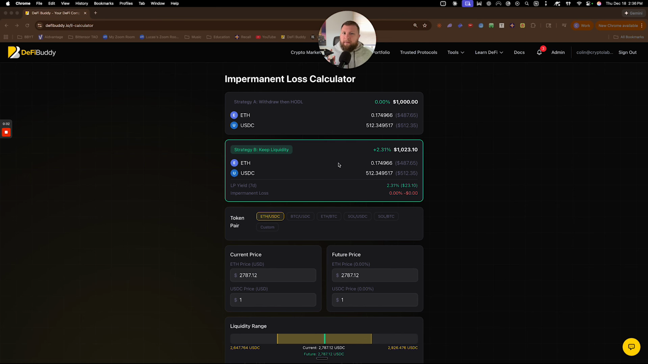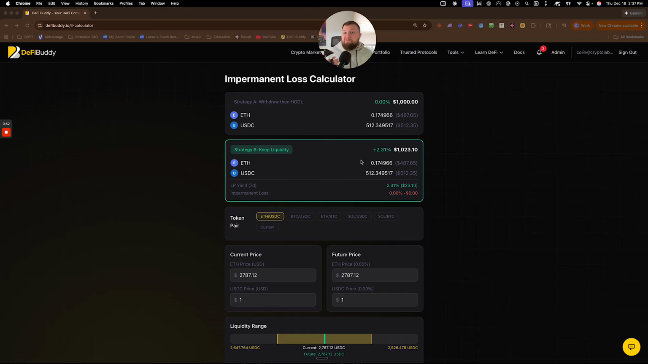positions. But that's not entirely how I use this calculator. I use it as more of a simulator to see, well, what would happen if the price does this, and what would happen if the price does that, and what would happen if I earn this amount of fees, and what would happen if I earned that amount of fees. For me, it's a great way to simulate various things happening within the market.